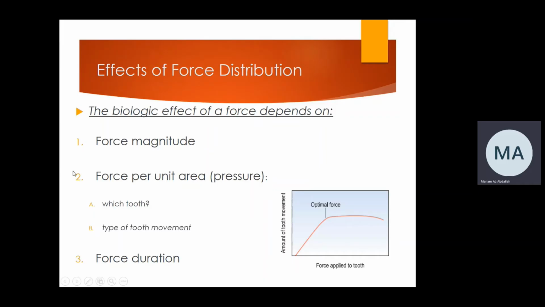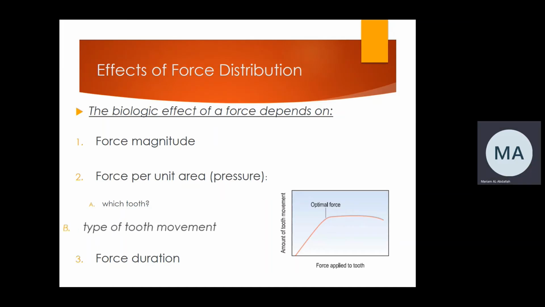Okay, so the same force applied to an incisor will produce more pressure than a force applied to a multi-rooted molar, because a molar will have a higher root surface area, so the same force will be distributed along a bigger surface area. So we will have less pressure at the end compared to an incisor. The force per unit area will also be affected by the type of tooth movement. And how is that explained? By looking at the loading diagram of the periodontium.